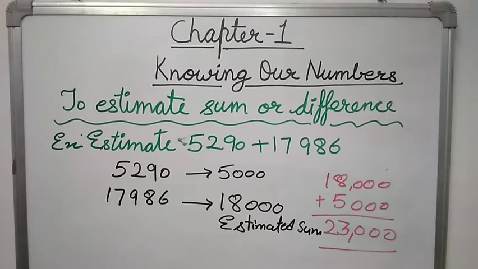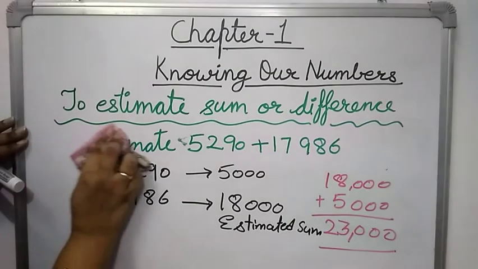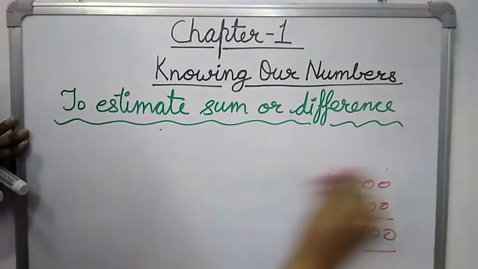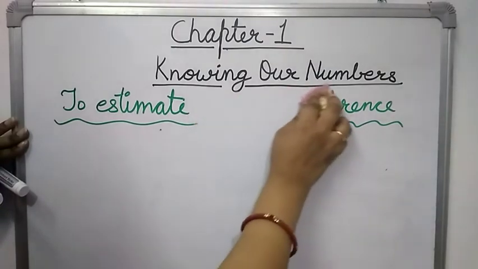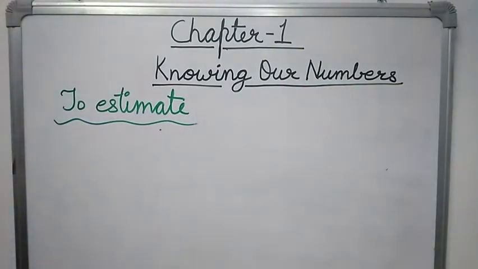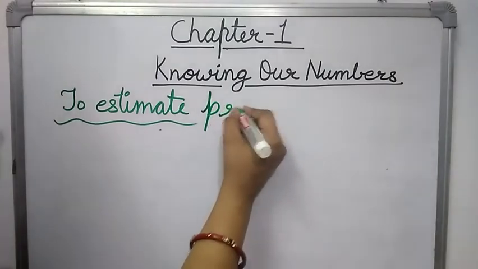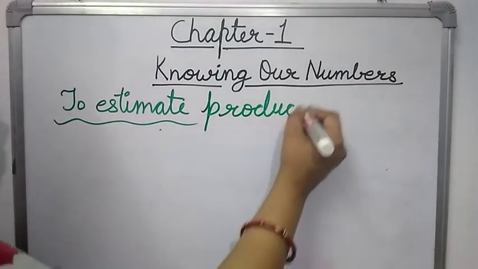In the same way, we can do difference also. Firstly, we will estimate all those numbers which are given in the question, and then we will subtract them. In the same way, we can perform product, or you can say multiplication. That will be called the estimated product.